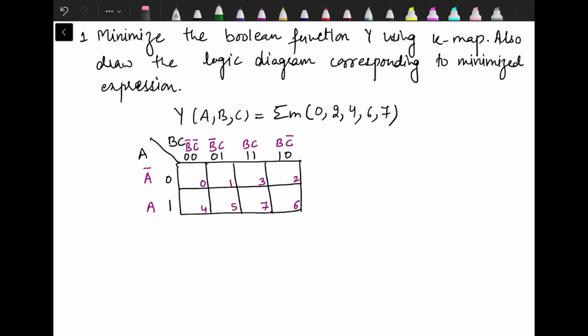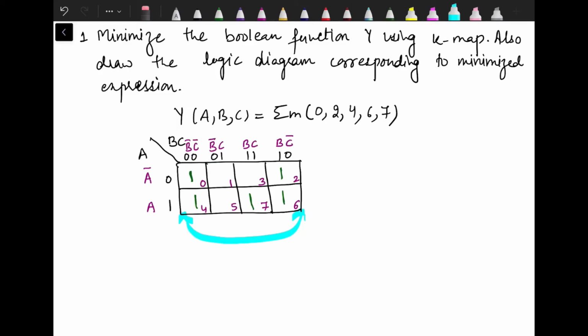Now next step is we need to place all the minterms which are given in the expression. We have 0, 2, 4, 6 and 7. So after placing the minterms, what we need to do? We need to make the combinations of the minterms. So again our first priority is that we need to look for whether there is any octet possible or not. Since again we don't have any octet, so we need to look for the quad. So is there any quad possible? Yes, quad is possible if we fold like this.